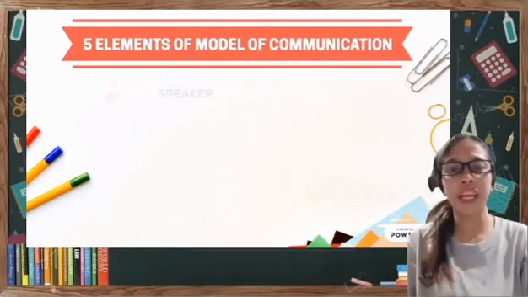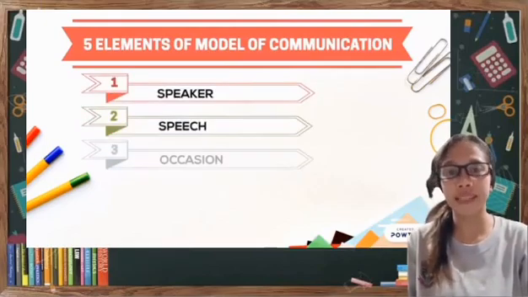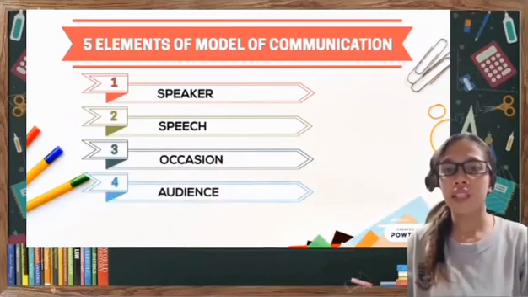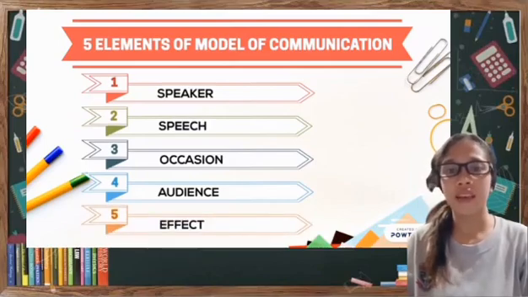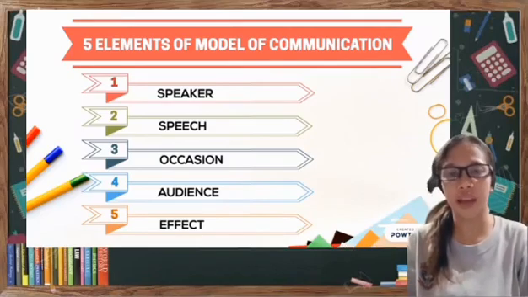Aristotle's model of communication is formed with 5 basic elements. First, speaker. Second, speech. Third, occasion. Fourth, audience. And lastly, the effect.